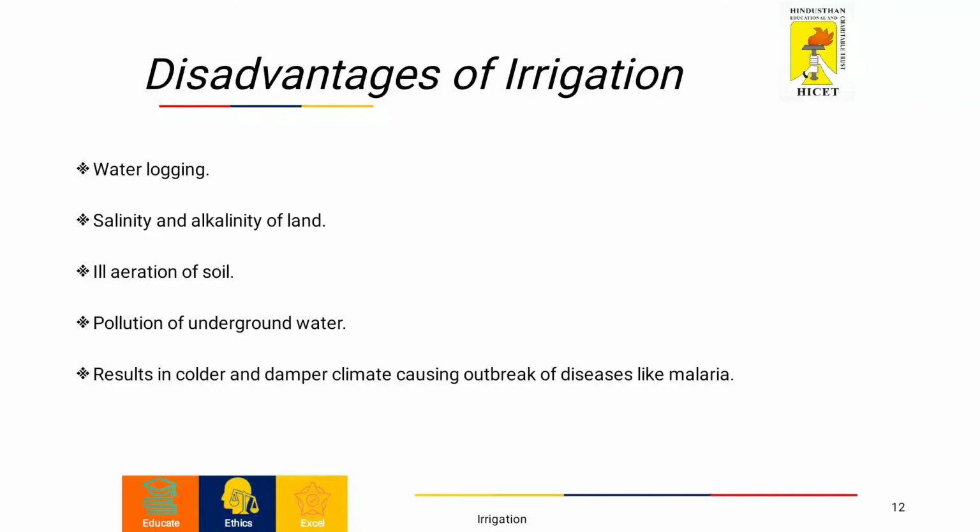If you take the states of India like Punjab, Haryana, Delhi, and Rajasthan, they withdraw groundwater more than they recharge. It is an alarming situation, as the groundwater table is depleting deeper into the soil. Over irrigation also causes outbreaks of diseases like malaria.